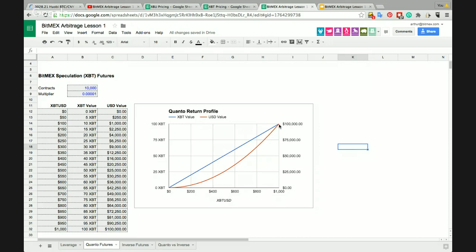Now, most of us Bitcoiners like to think in Bitcoin terms, but many of our costs, you know, our rent and things are in US dollars or some other currency that is primarily priced off the US dollar. So it is very important to know how your contract performs in US dollar terms. And this curved line indicates that here.